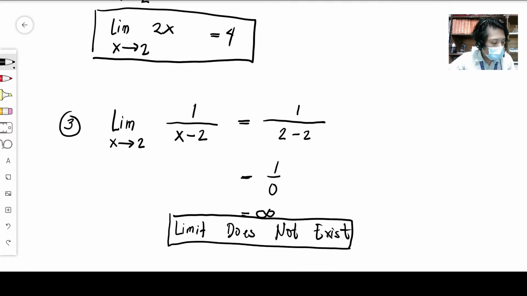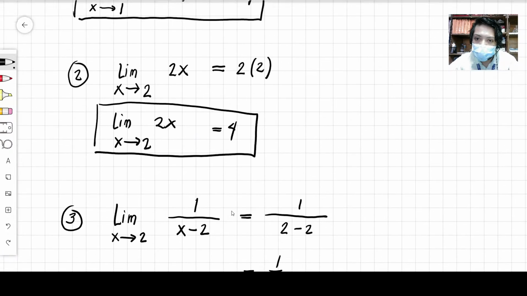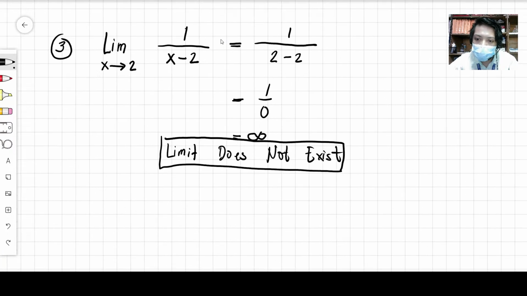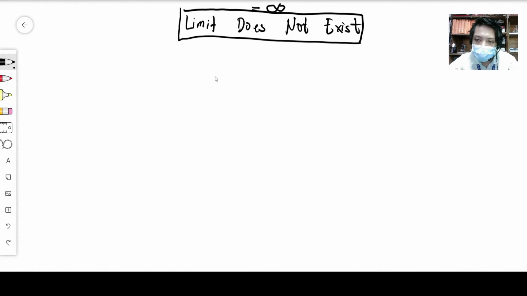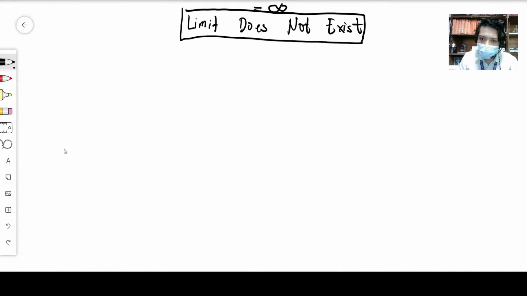Let me explain it to you. Let us use the same example, example number 2 and example number 3. Okay, let me rewrite it here. Let us use example number 2. So the function was 2x. So we are finding the limit of 2x as x approaches 2.